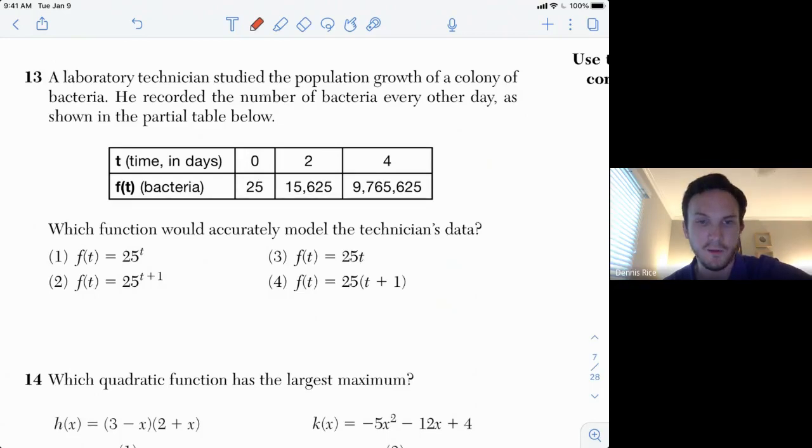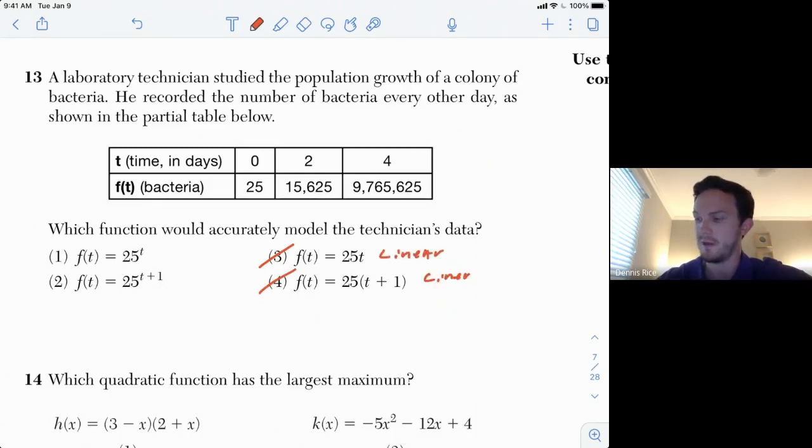Let's look at the table. All right, I see it starts at 0.25. It's 2, 15,000, 4, and then it's like 9 million. So in choice 1 and 2, those are exponents. We have exponential functions and we have linear. So we can cross off 2 just using some kind of logic or common sense. Which 2 could we cross off here? We can cross off 3 and 4. 3 and 4 are linear models.